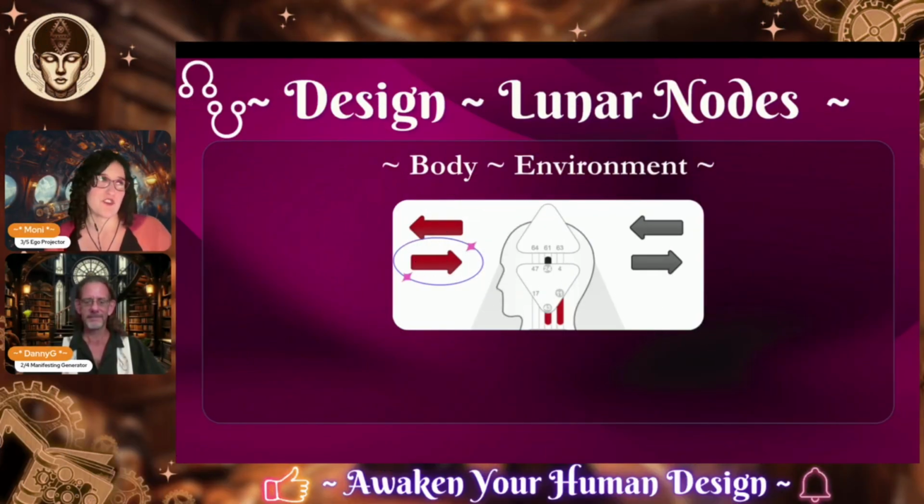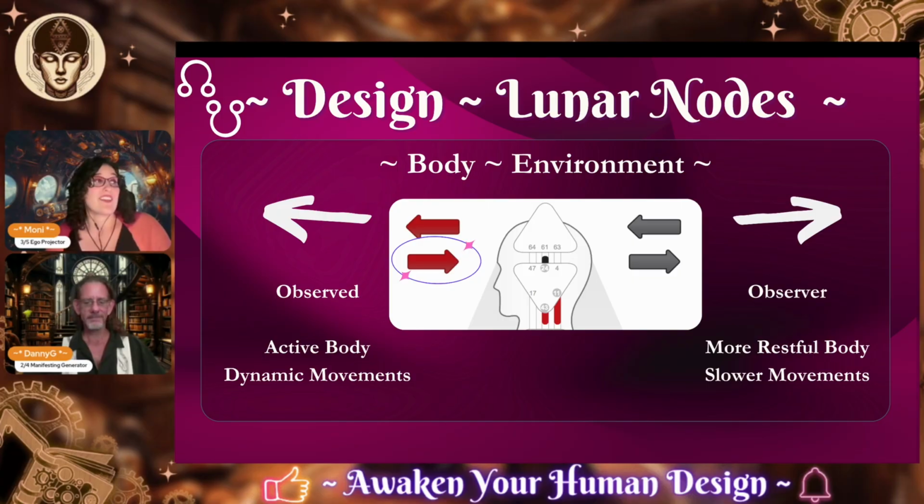Next up, we have on the design side, on the red side, the bottom arrow. And this refers to your lunar nodes. This is like your physical body within your environment. So if you have that arrow left, it means you have more of an observed body. It's maybe more of an active body with more dynamic movements. If your bottom red arrow is right facing, it's more of having an observer body. It's more restful or slower movements.